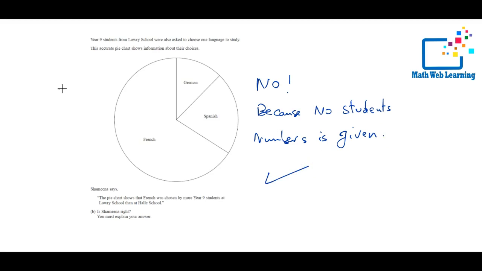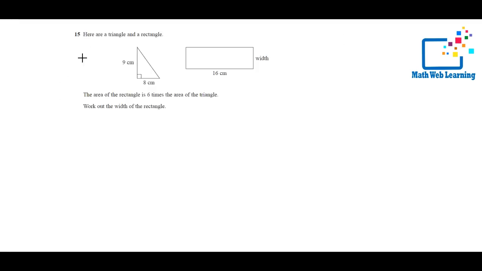All right, moving on. Next question. Right, question 15 is a question on area. And we have a triangle and a rectangle. It says here the rectangle area is 6 times bigger than the area of the triangle, and they're asking us to calculate the width of this rectangle. So let's go ahead and calculate the area of the triangle.